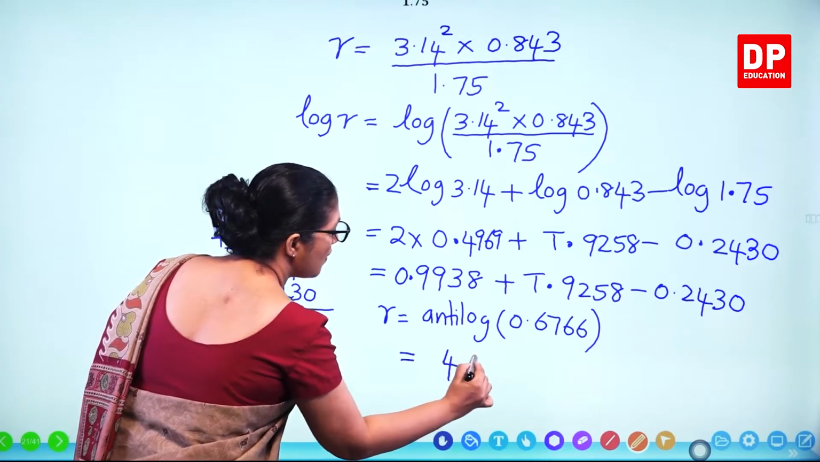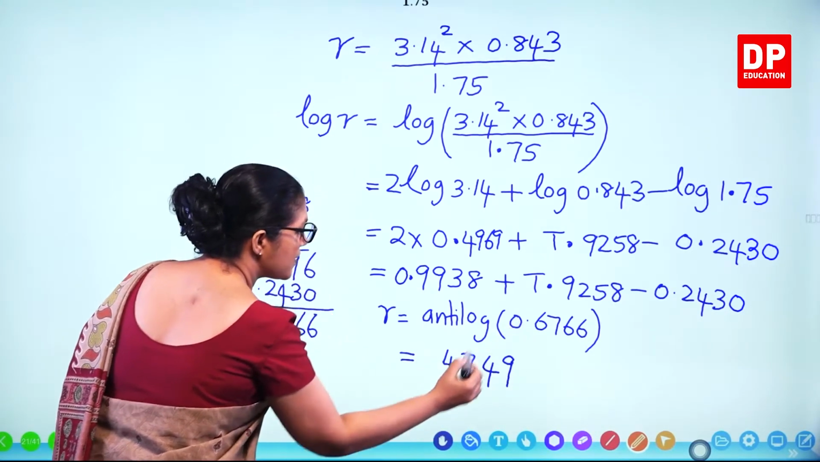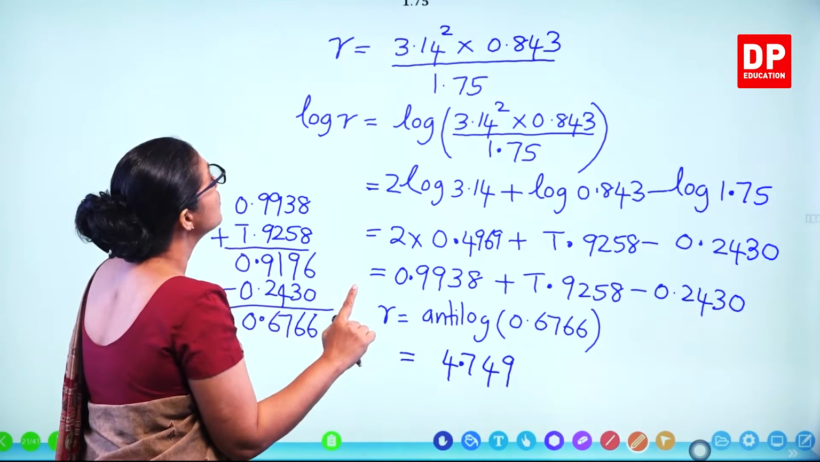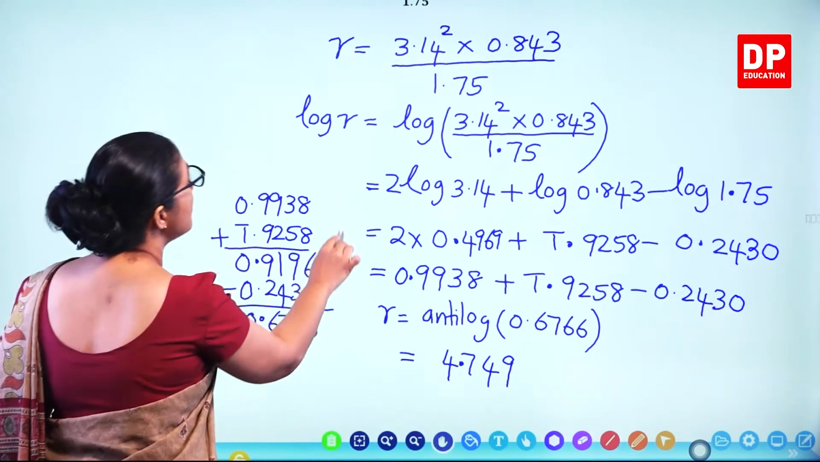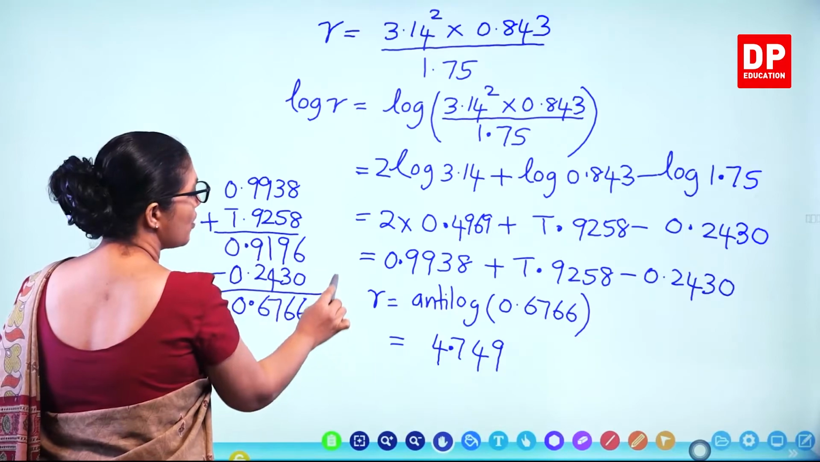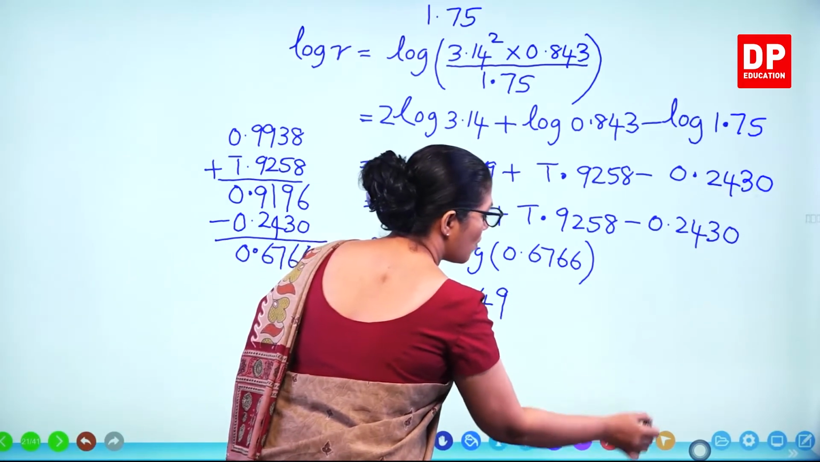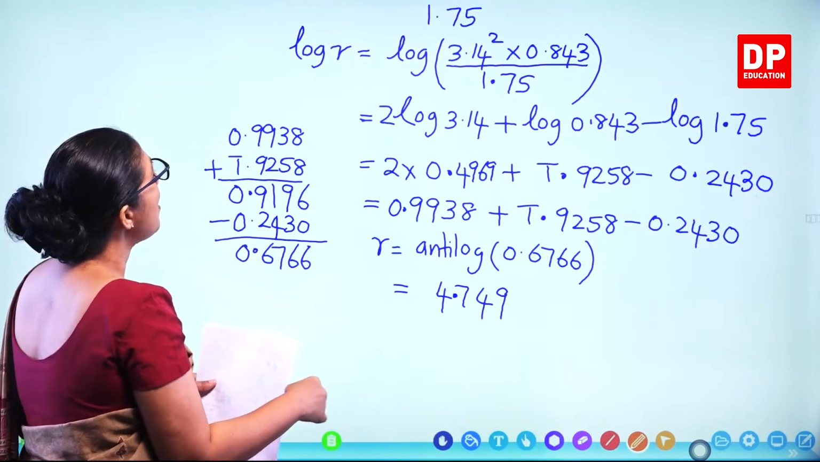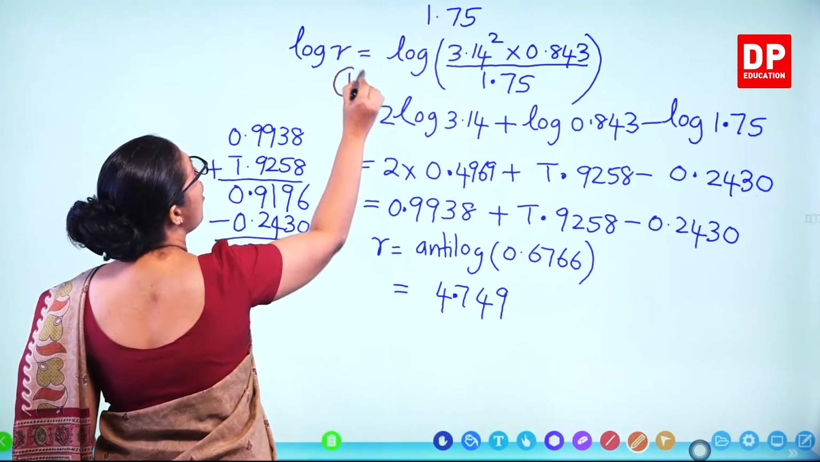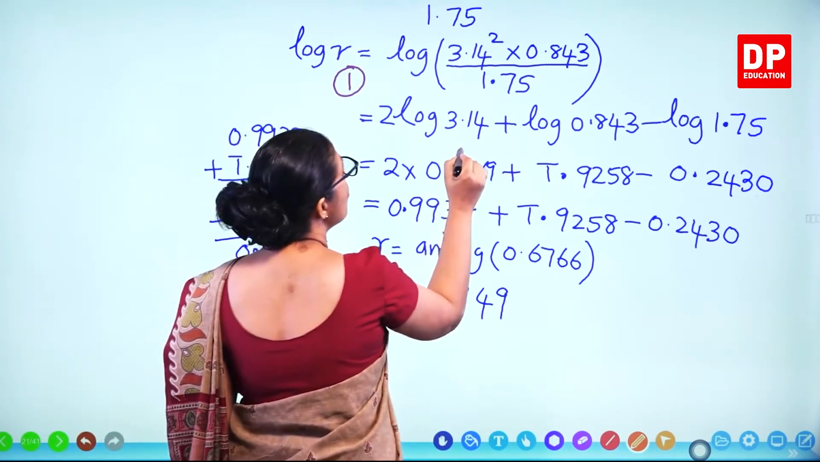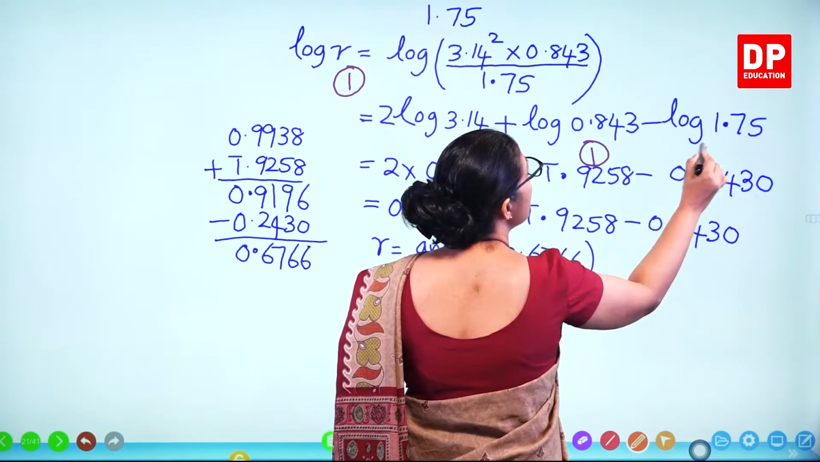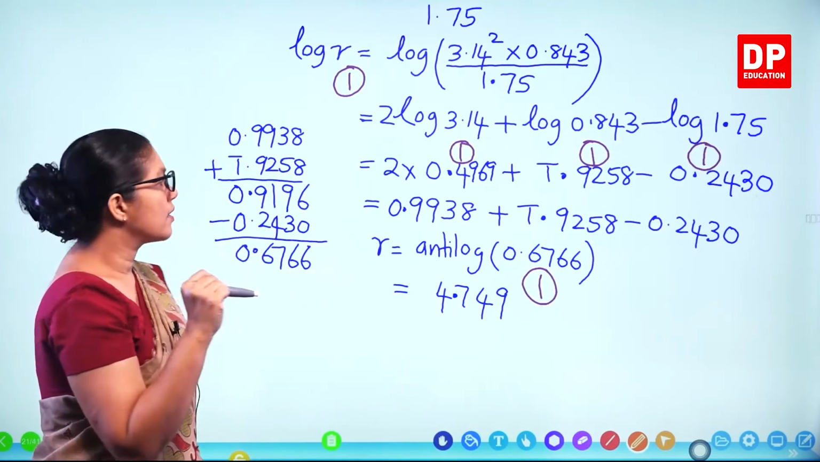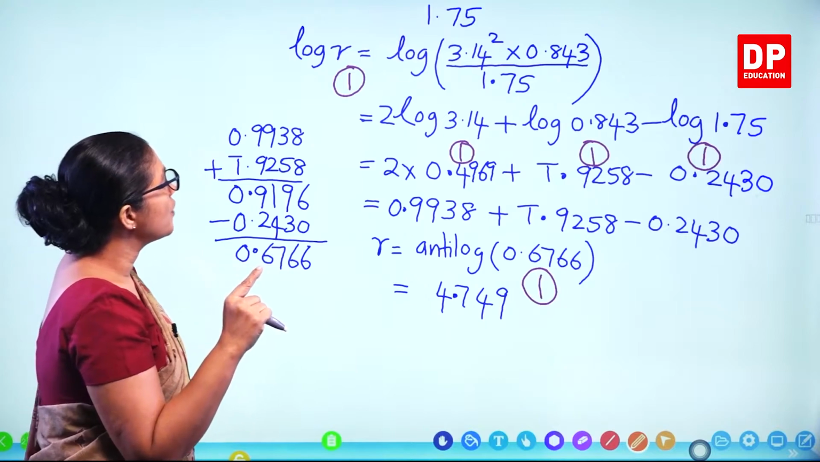Here 0 point something. So the answer is 4.749. So that's the value. It's not given correct to any decimal places, so you can keep the answer like this. So I told you, you get 5 marks for that. We'll give 1 mark for taking log. Each logarithmic value you are getting, 1 mark each. 1, 2, 3, 4. And finding the last value, 1 mark. So 5 marks for that question.